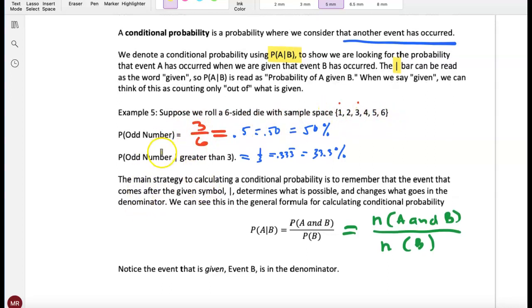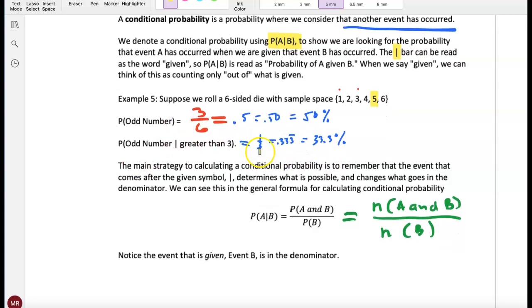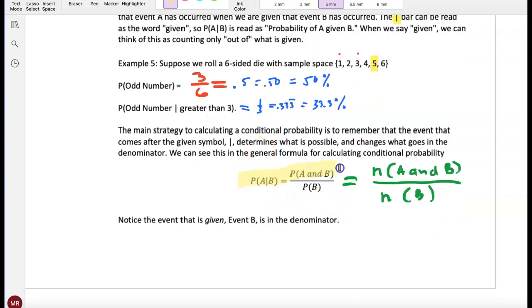What if I tell you, what's the probability of getting an odd number if I know the roll is greater than 3? That turns out to be 1 out of 3, because there are only 3 numbers greater than 3 and there's only one odd number among them. So you notice how it changes. That changes the analysis in some way.